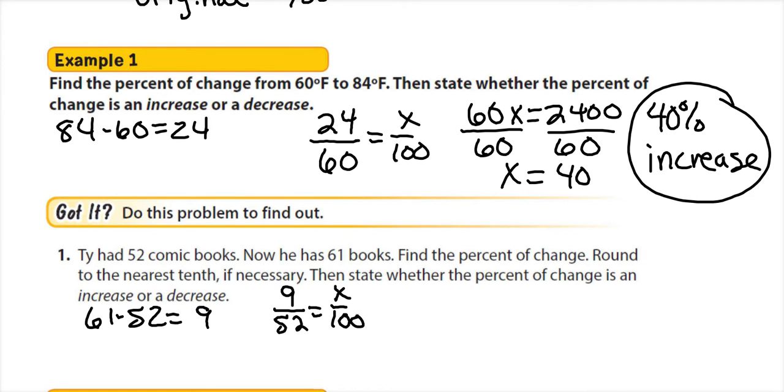Okay, from there we'll cross multiply, so that's going to be 52x equals 9 times 100, so that's 900, divided by 52. And that came out to, let's see, it says round to the nearest tenth, so we have to round off. It's going to be approximately 17.3%. So let me change that to approximately. So approximately 17.3%.